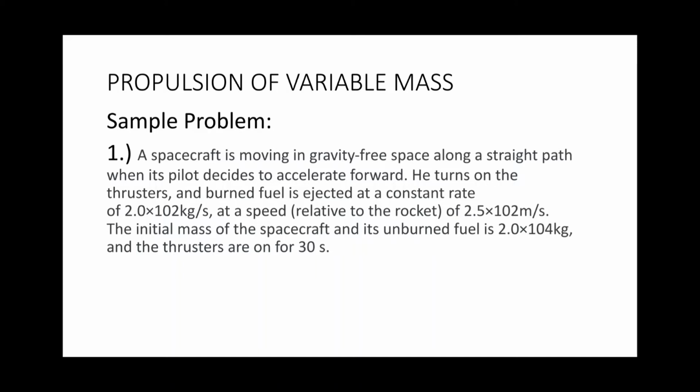Here's a simple problem. A spacecraft is moving in gravity-free space along a straight path. When its pilot decides to accelerate forward, he turns on the thrusters and burnt fuel is ejected at a constant rate of 2 times 10 raised to 2 kg per second at a speed of 2.5 times 10 raised to 2 meters per second. The initial mass of the spacecraft and its unburned fuel is 2.0 times 10 raised to 4 kg, and the thrusters are on for 30 seconds.